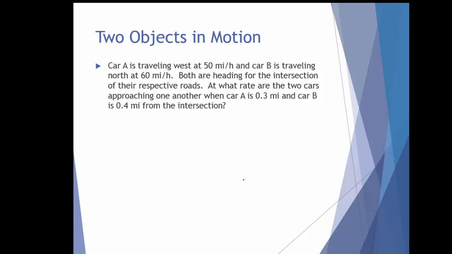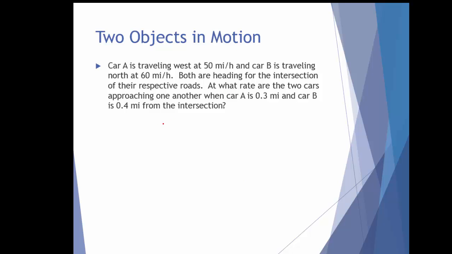This one we have car A traveling west at 50 miles per hour and car B traveling north at 60 miles per hour. They're both heading for the intersection of their respective roads. At what rate are the two cars approaching one another when car A is 0.3 miles and car B is 0.4 miles from that intersection? So pause this for a minute and try and draw the diagram of what's occurring in this problem.